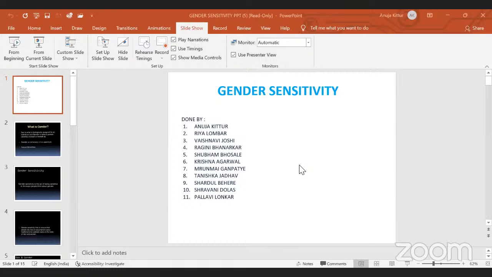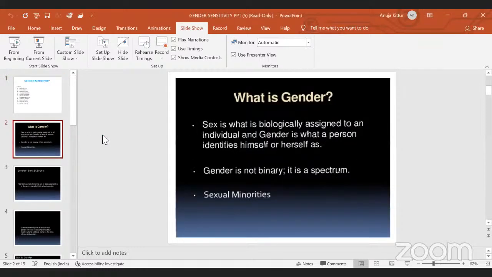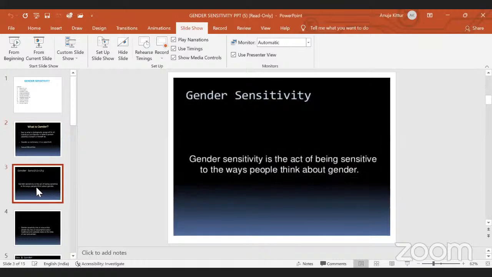The project is done by me and other 10 members. So let's begin. Now, what is gender? Gender is what is biologically assigned to an individual, and gender is what a person identifies himself or herself as. Gender is not binary, it is a spectrum. So we cannot define as a transgender or male, female, all are equal.